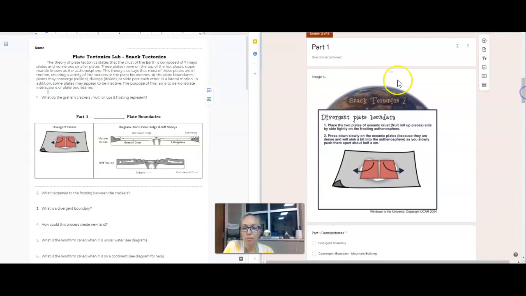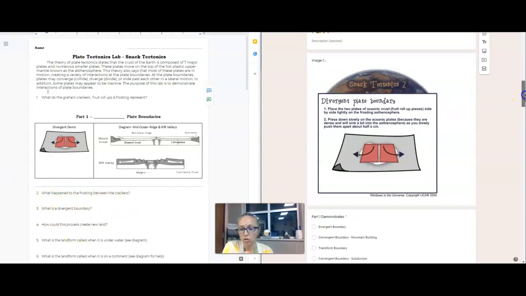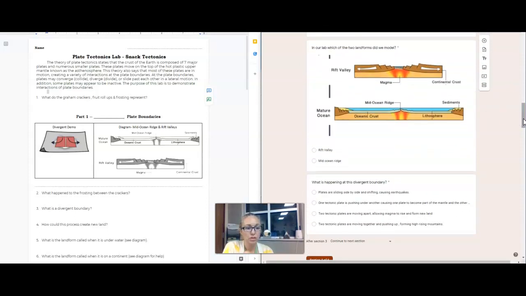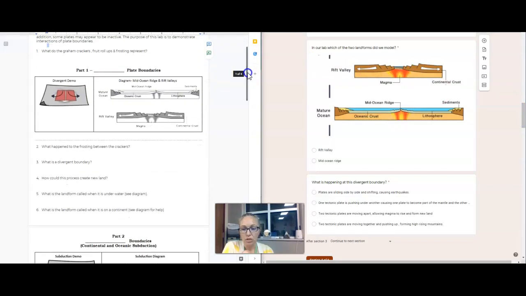Then we get to part 1. Part 1 was when we slid the 2 graham crackers apart. Notice that there are some general questions 2, 3, and 4, and I've asked you questions 2, 3, 4, 5, and 6 on your handout, and there are 3 questions about that information on the quiz. There are fewer questions, but the way the questions are worded will help you answer questions 2, 3, 4, 5, and 6.